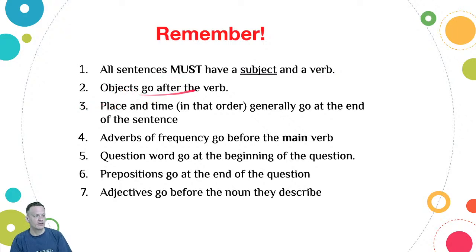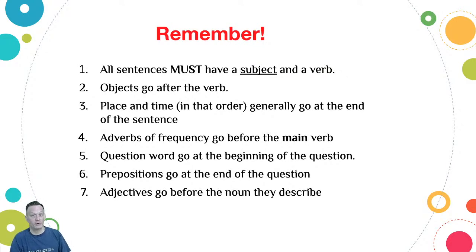The objects go after the verb. In Spanish, you can put them basically wherever you want, especially if it's an object pronoun. Object pronouns go after the verb. Place and time. And now here, this is probably the biggest one, probably the biggest mistake for everybody, basically every level. Place and time, in that order, go at the end of the sentence. Always? No.